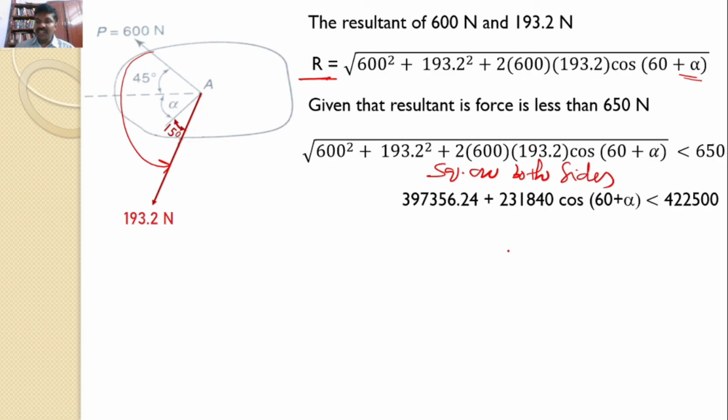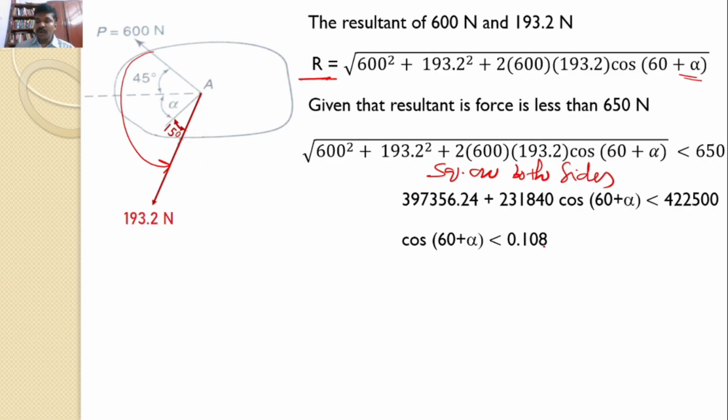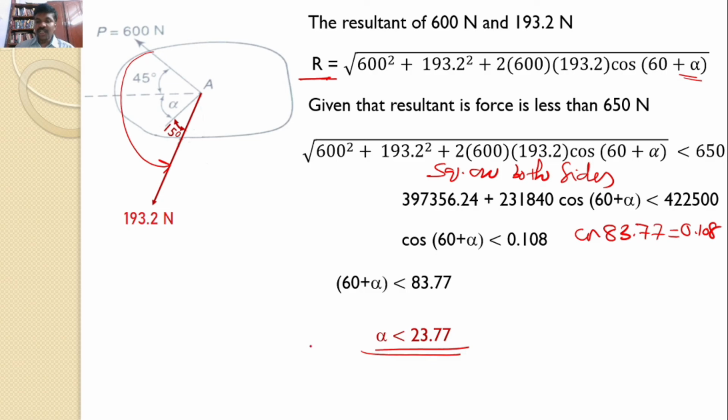So further I can simplify this. That is, cos(60 + alpha) must be less than 0.108. So 60 plus alpha should be less than 83.77, because cos 83.77 is equal to 0.108. So I can substitute. Hence the alpha value should be less than 23.77 degrees. Alpha should always be less than 23.77 degrees.